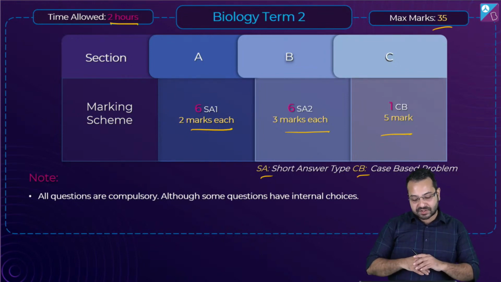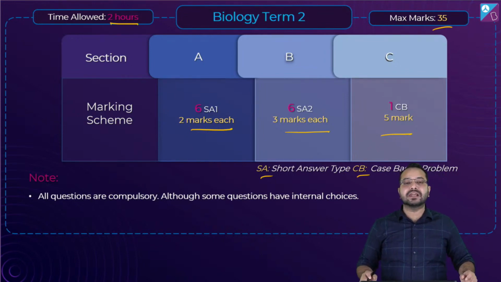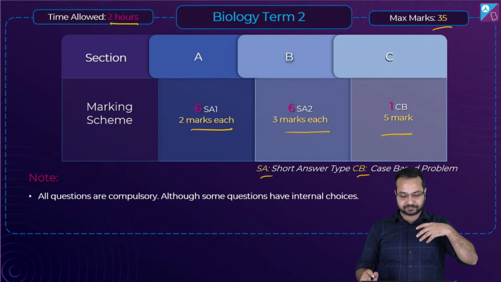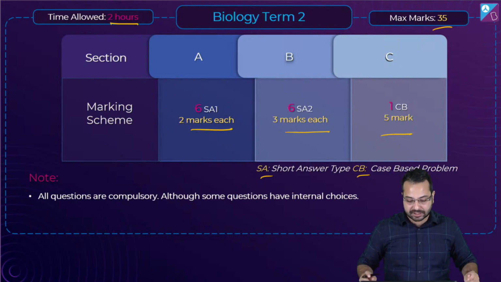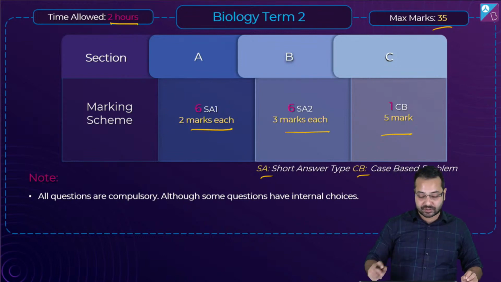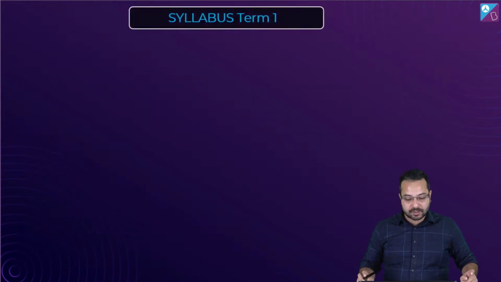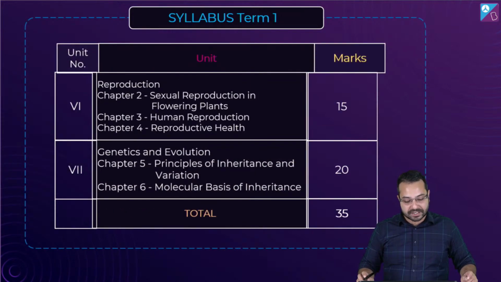Again, all questions are compulsory, but there can be internal choices in the question as well. Okay, so you would get choices, but the total number of questions, that is 6 plus 6 plus 1, so 13 questions. All 13 questions you will have to answer. Is that clear? Now let's quickly talk about the syllabus, the weightage.